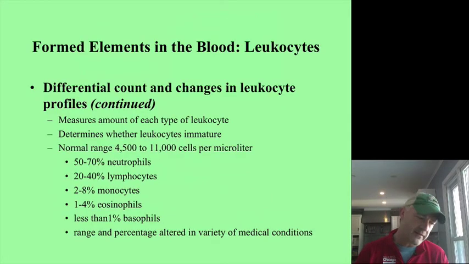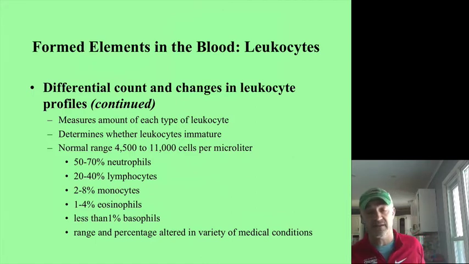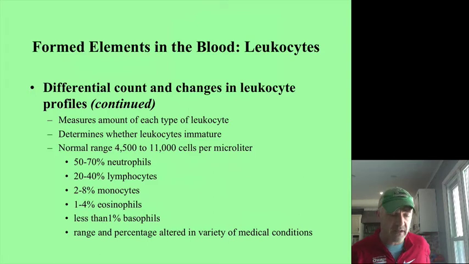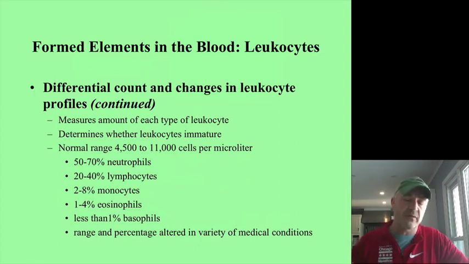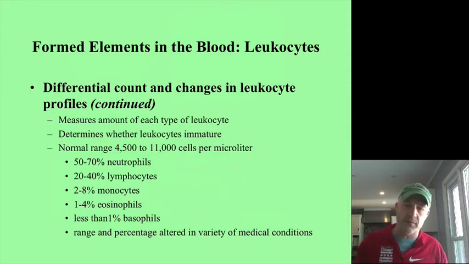One of the ways we can sometimes tell what's going on, if somebody has an infection and we know something's going on but we're not really sure what, is what we call a Diff Count or a differential count. They take a blood sample and give you the relative percentages of these leukocytes. Like I said, normally 4 to 11,000 per microliter, somewhere around there. If we see higher numbers overall, that's saying an infection. But we can also look at the relative percentages. So normally, like we said, 50 to 70, 20 to 40, 2 to 8, 1 to 4, less than 1%.